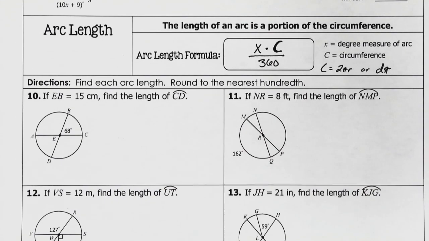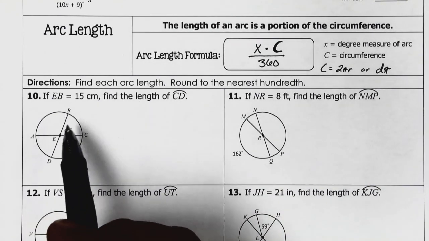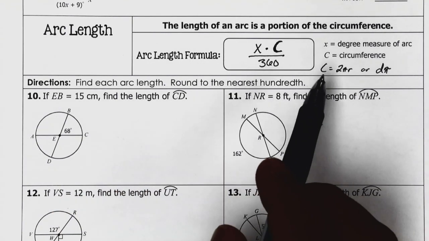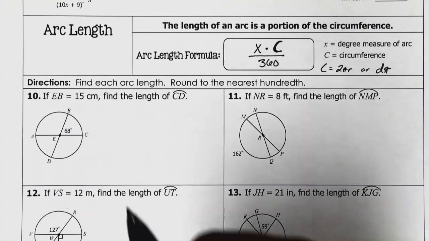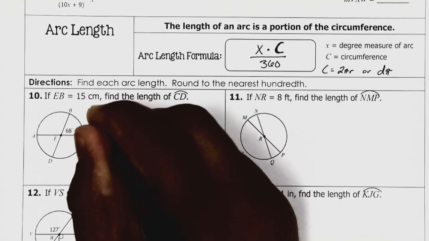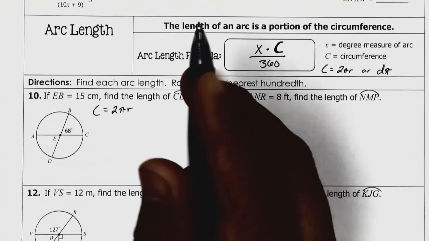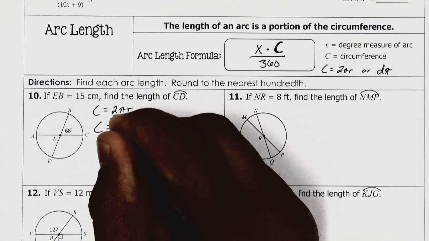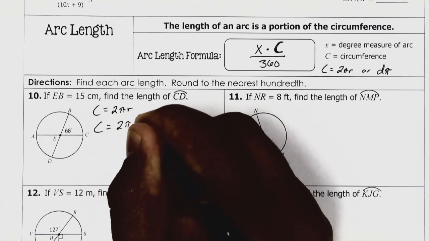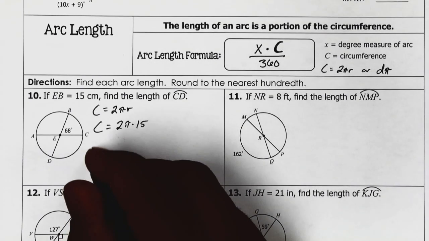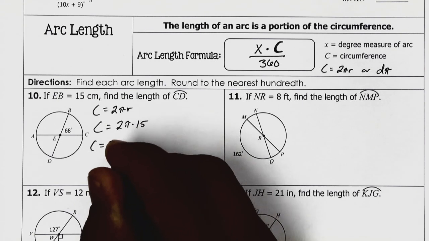Look at number 10. It says, if EB is 15, find the length of arc CD. EB is a radius. They give us this on purpose because we need to calculate C first before we can use the formula. Circumference is equal to 2 pi r. If EB is 15, then r is 15. So C is equal to 2 pi times 15. 2 times 15 is 30, so 30 pi.